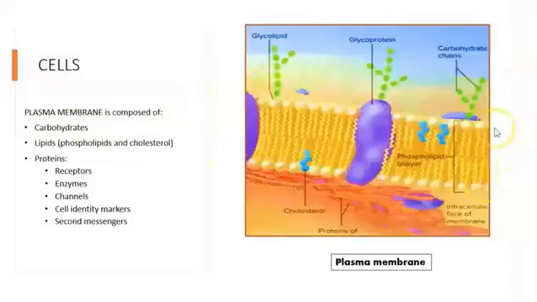The green ones in here are going to be carbohydrates. The purple are going to be proteins. The golden in here are going to be phospholipids. And the blue ones are going to be cholesterol.